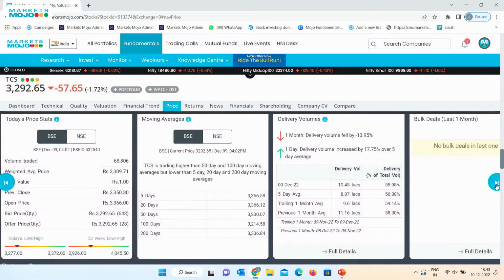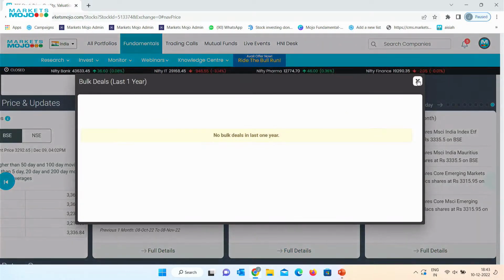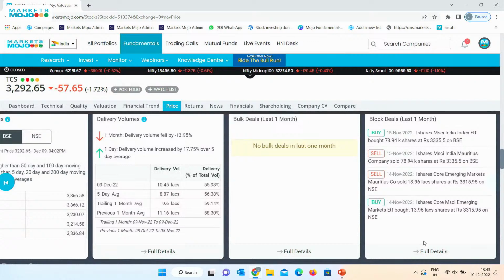Towards the right, we have bulk deals and block deals. Maybe we have not covered this before, but this is also really important. You all know that bulk deals means any trade in a particular company that is greater than 0.5% share of the overall company. You can see bulk deals in the last 1 month, nothing has actually happened. If you click on full details, there's no information here. But on block deals, we can see information over here.